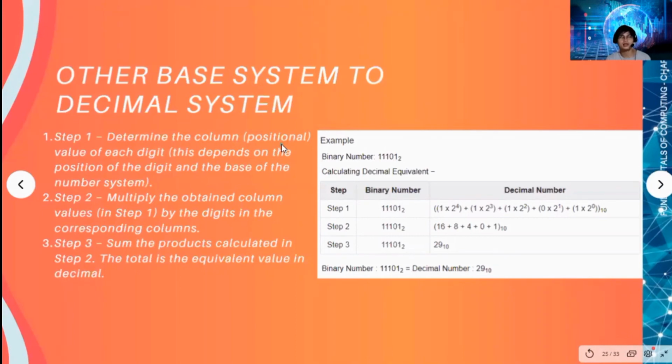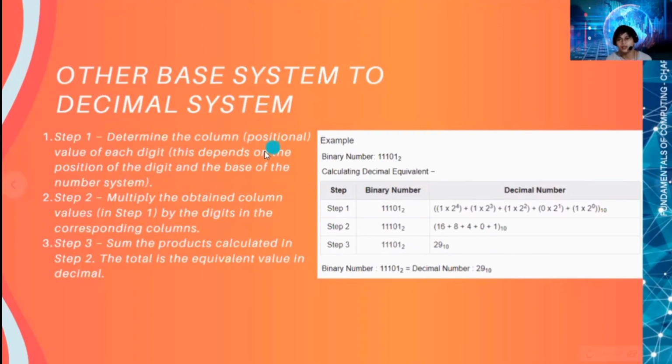So when we say binary to decimal, octal to decimal, hexa to decimal, first you need to determine the column or the positional value of each digit. Now, this depends on the position of the digit and the base of the number system. Next, you multiply the column values obtained in step 1 by the digits in the corresponding columns. Step 3, sum the products calculated in step 2. The total is the equivalent value in decimal.